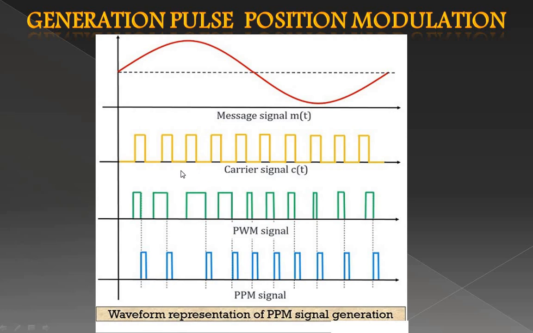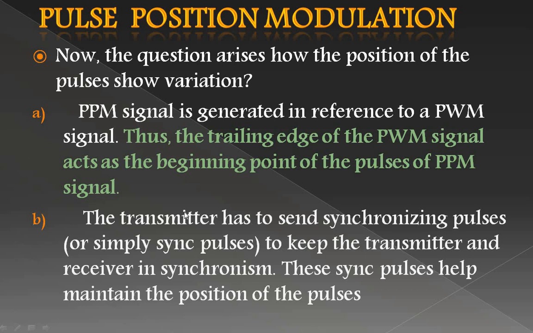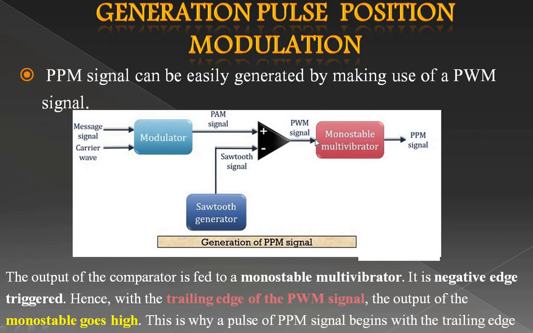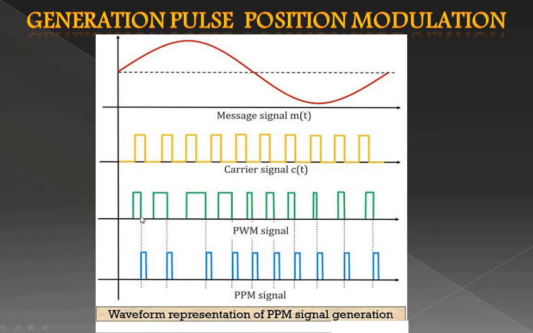So what happens, as we have said initially, whenever you have the trailing edge of the pulse width modulation, this is low, then obviously it becomes high. Remember here, as I have said, the trailing edge of the pulse width modulating signal acts as the beginning point of the pulses of your PPM signal. This is the trailing edge. I am repeating again and again. At the trailing edge of the pulse width modulated signal, you will have the beginning of which signal? Pulse position modulated signal.